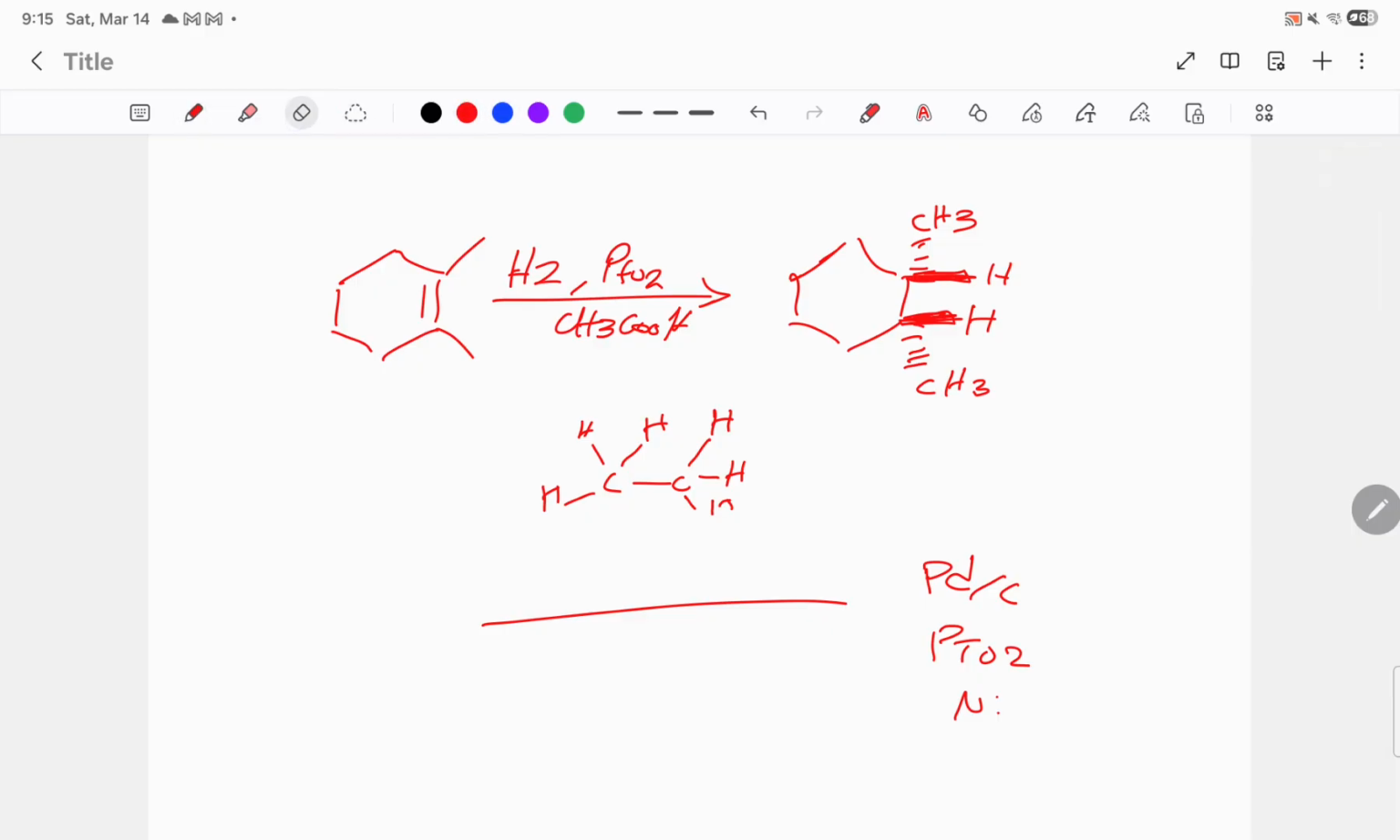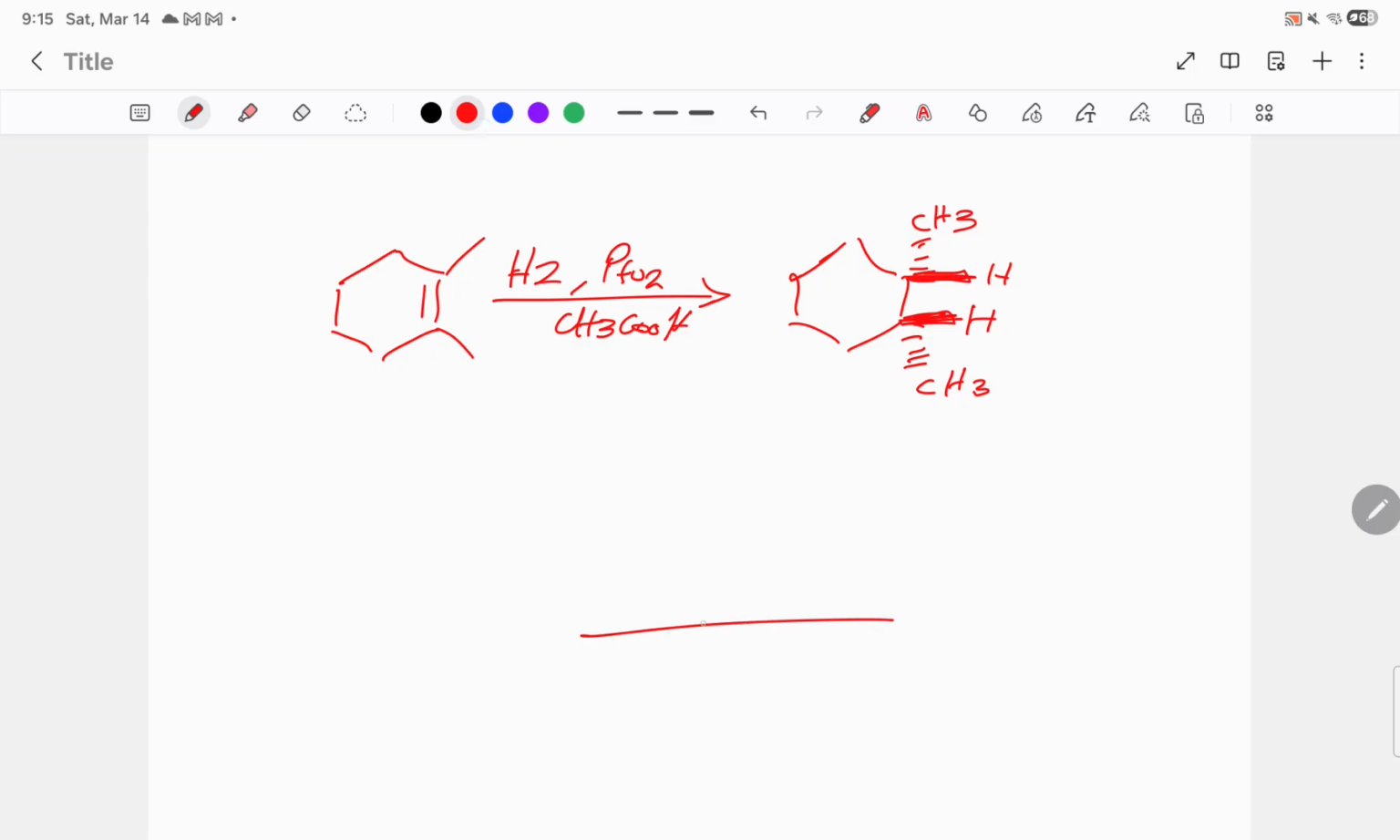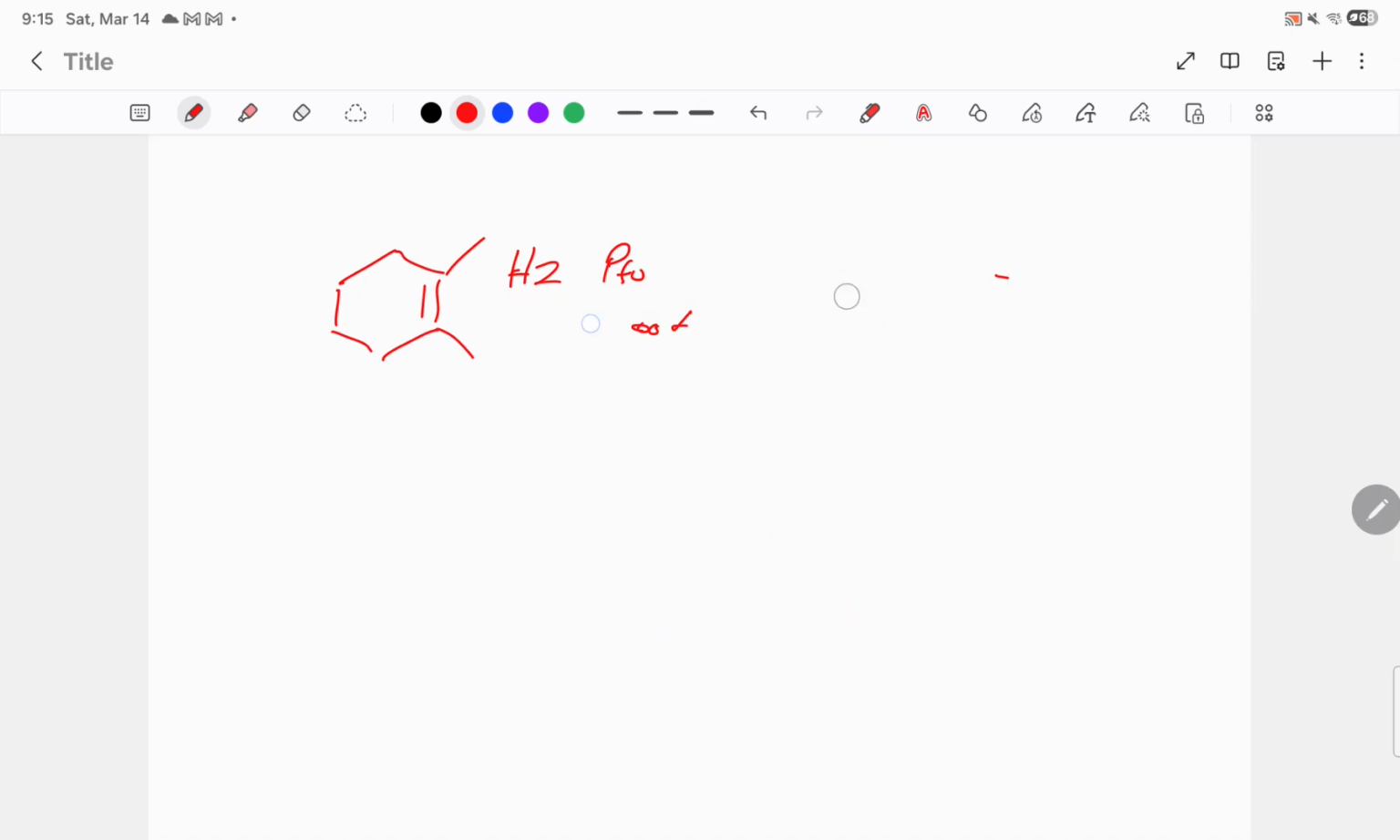So again, you don't have to really worry about the mechanism here. Just understand that because the hydrogens are stuck on the surface like this, they have to add in a syn fashion. They cannot add in an anti fashion. So we can't have this forming because the hydrogens are literally on the surface. All right, so now you know that method.